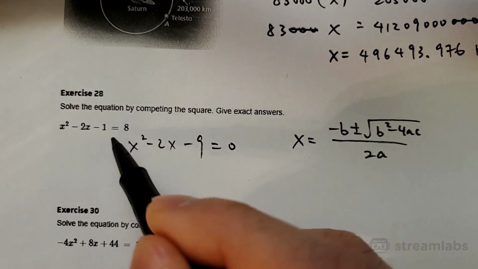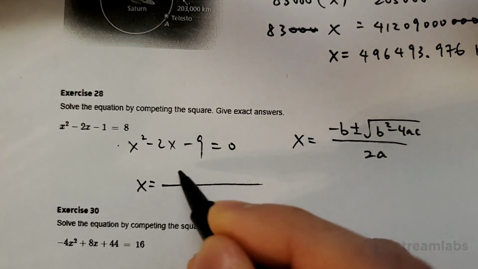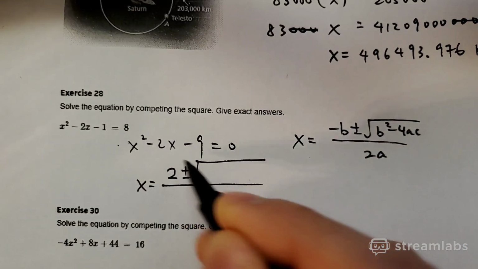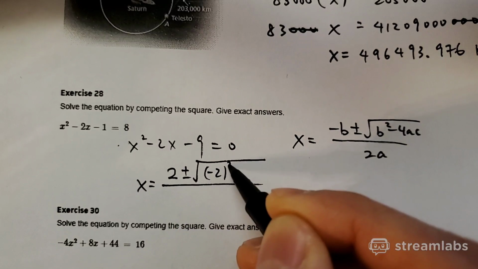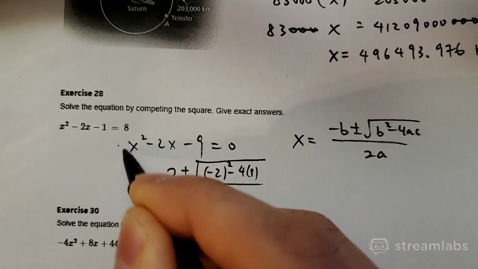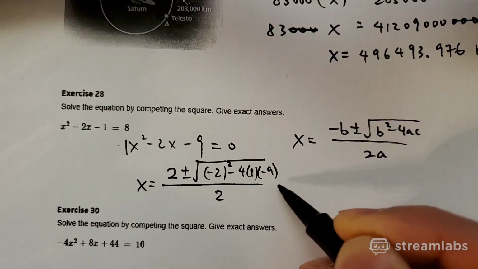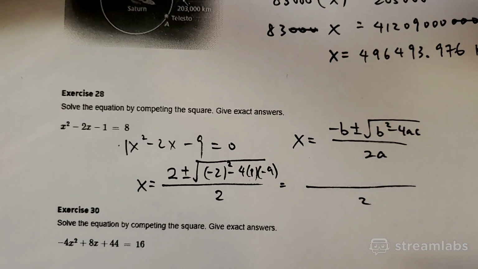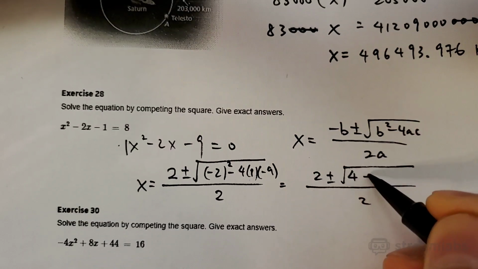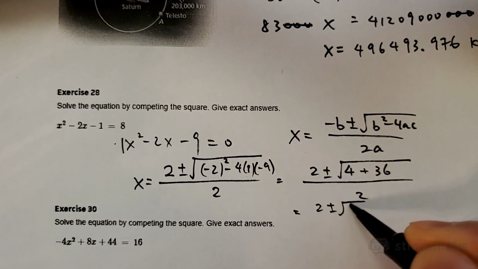This is a, b, c. So x is equal to negative b. Since b is negative 2, negative b is 2, plus or minus the square root of b squared, which is negative 2 squared, minus 4, where a is 1, because this is just 1, right? c is negative 9, over 2a, which is 2. So put them together, you get 2 plus or minus the square root of 4 plus 36, so 2 plus or minus root 40 over 2.